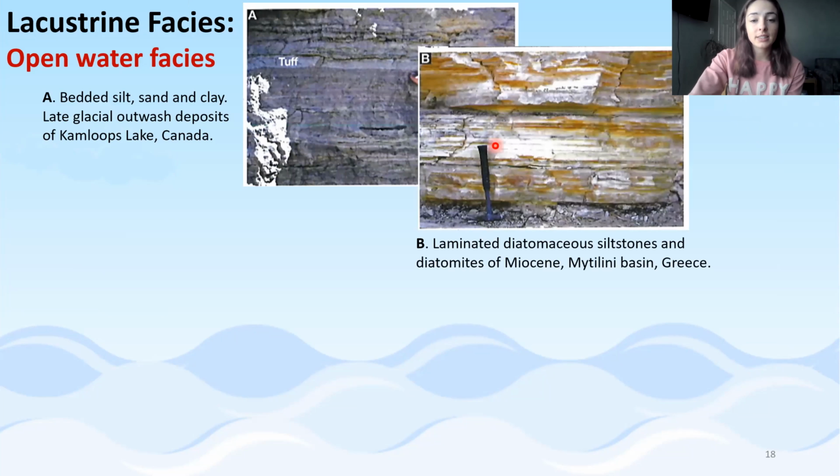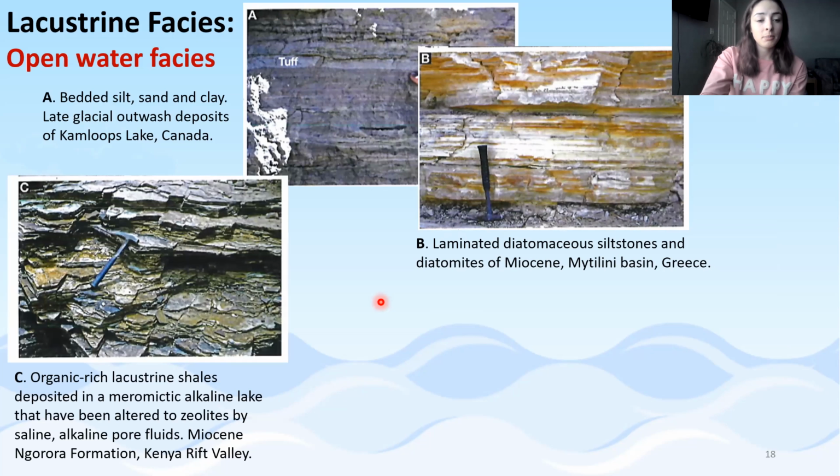Additionally, we have this next example where we have laminated diatomaceous siltstones of the Miocene Mytilene Basin in Greece. Diatoms are tiny microscopic algae that have calcareous chambers or skeletons or shells, whatever you want to call it, and their skeletal parts accumulate in the bottom sediment and cause fine layers of highly diatomaceous lake sediment.